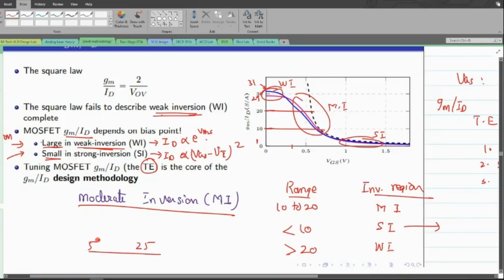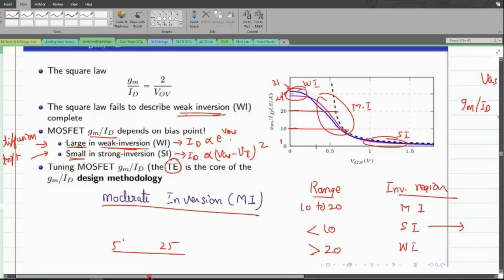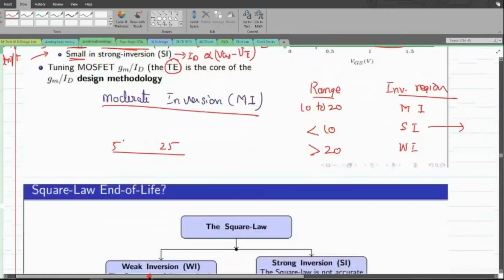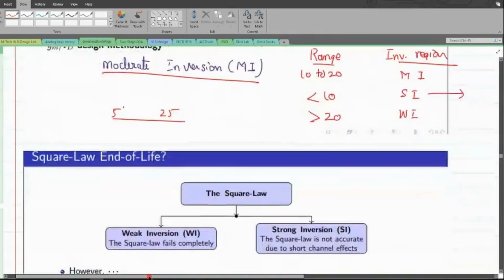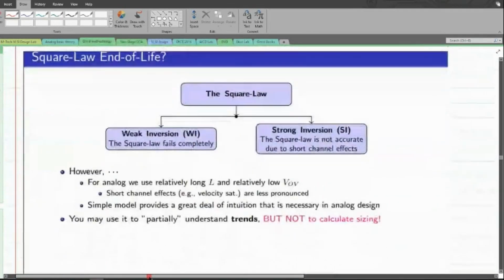So now you might wonder, is the square law that I'm trying to read in today's classes something I cannot use for any purpose? Is that going to be the end of the usage of the square law? But the answer to this question is not exactly yes. We can't say that the usage of the square law has ended.